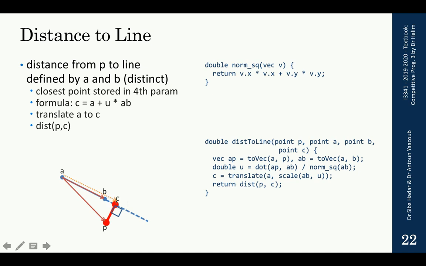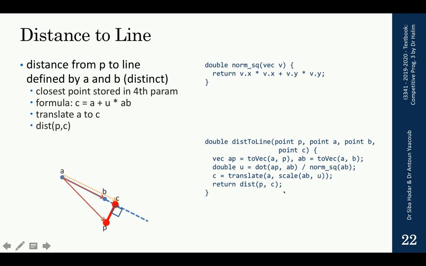You obtain the point C, it is nothing else but the translation of the point A. You translate it according to a vector. How do you get this vector? It is the scaling of the vector AB, but with the scale ratio you just calculated.